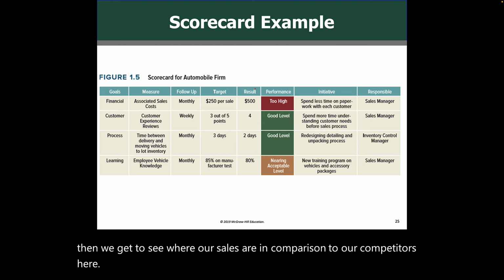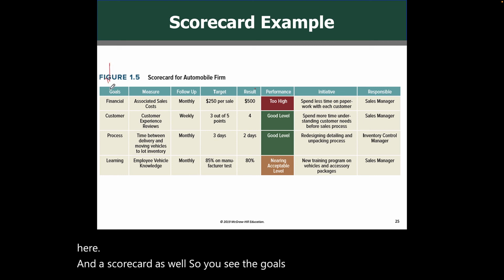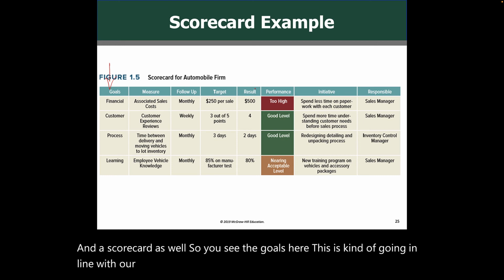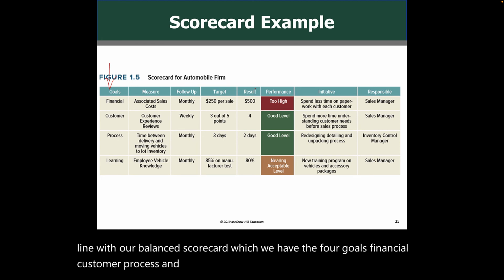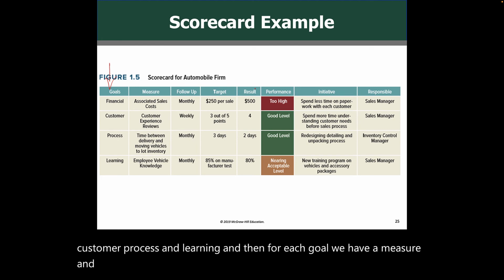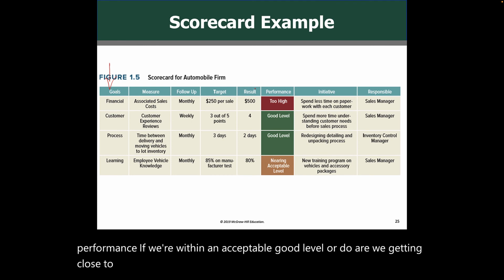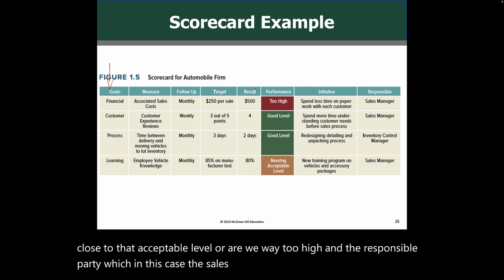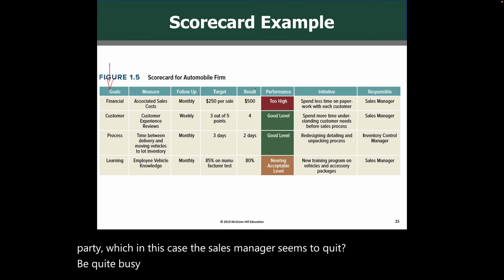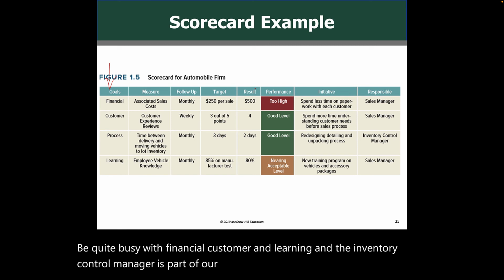And a scorecard as well. So you see the goals here. This is kind of going in line with our balanced scorecard, which has the 4 goals: financial, customer, process, and learning. And then for each goal, we have a measure and how we're going to follow up, what the target is, where we are, and the performance, if we're within an acceptable good level, or are we getting close to that acceptable level, or are we way too high? And the responsible party, which in this case, the sales manager, seems to be quite busy with financial, customer, and learning. And the inventory control manager is part of our process goal.